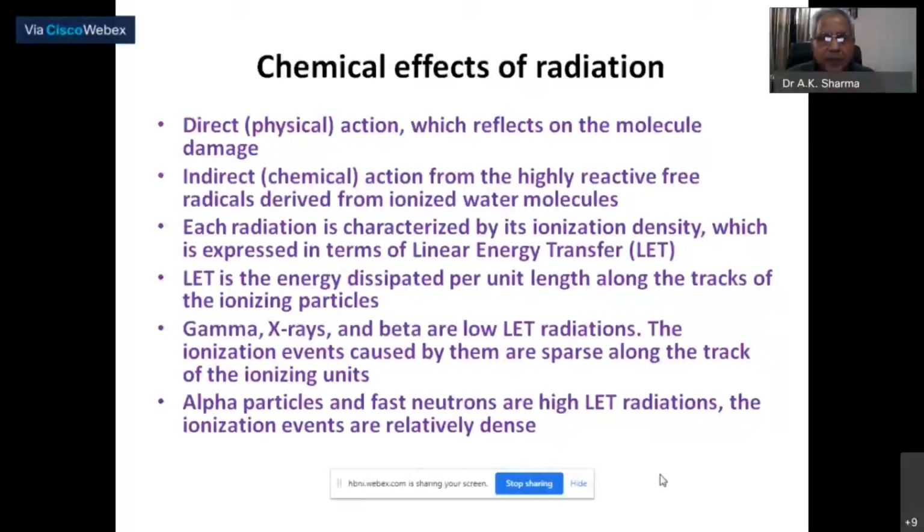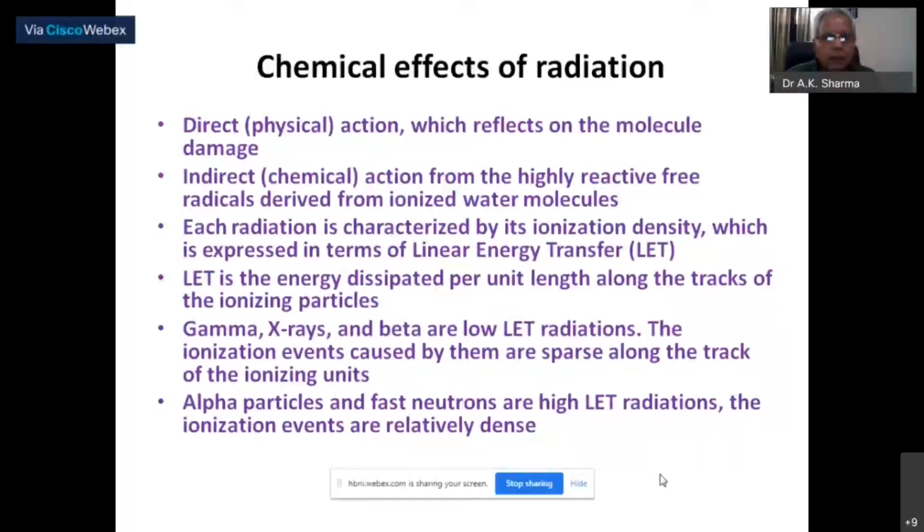Now, this direct effect is directly proportional to the size of the molecule. So, the bigger the molecule, the more damage is experienced. DNA being the largest molecule, followed by, say, RNA or proteins or lipids. In that order, you will see the physical damage is also high on a molecule like DNA.